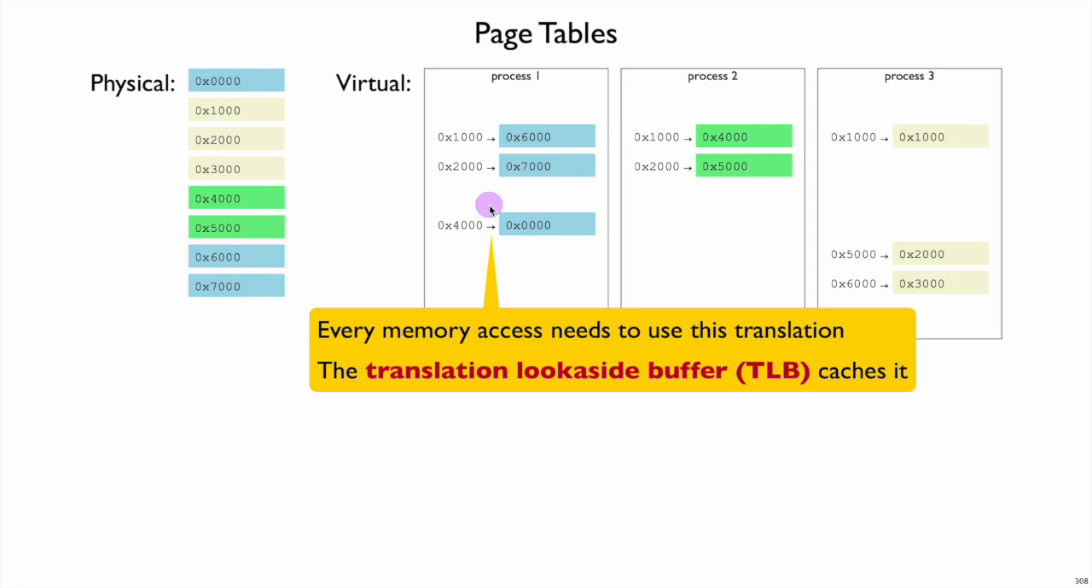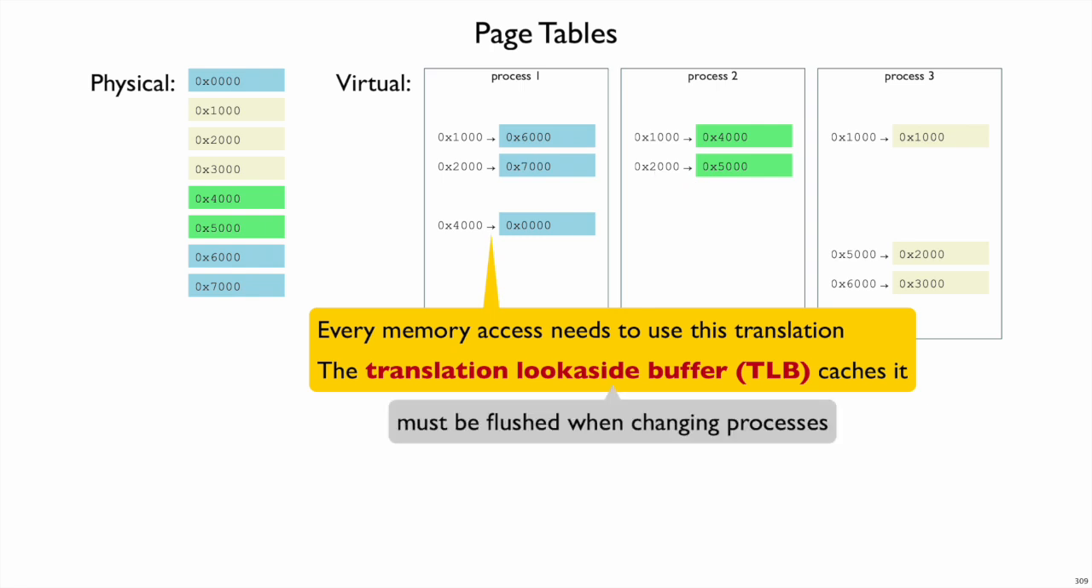If we stop running in one process and start running in another process, that means any cached value from the first process does not apply for the second process. So this TLB needs to be flushed whenever we're moving from one process to another process. And that is, in fact, how things work.